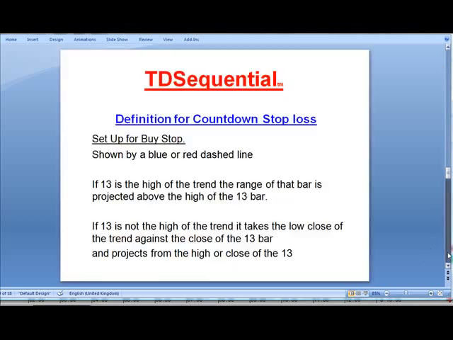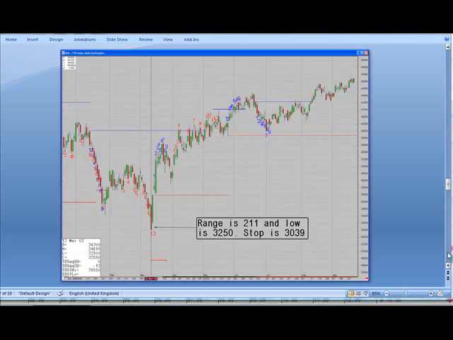profitability as much. Now within the sequential study, you also have a way of working out an automatic stop loss. And once say 13 has appeared, then a dash will go beyond that high or low, and it is qualified based on what is the high of the trend for the range of that bar that is then projected above the high of that 13 bar. If it's not the high, then it takes a slightly different calculation. The principle behind this, if I get a 13 here, it produces the red dash all the way here.